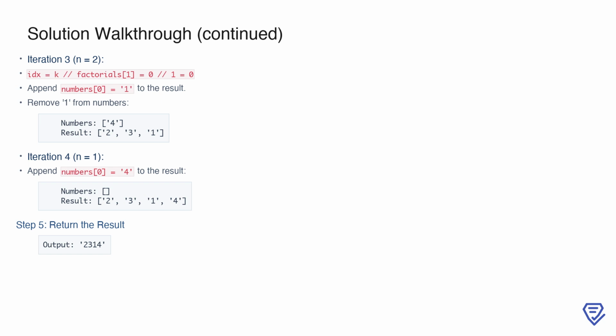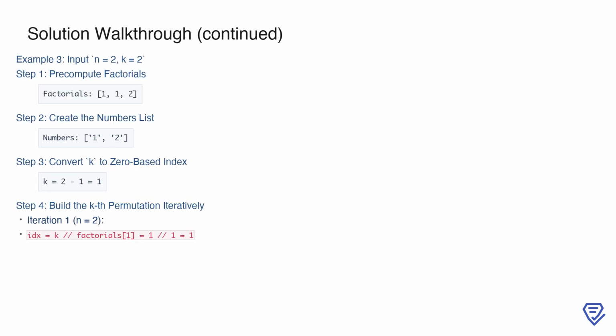Finally, in the fourth iteration, with n equal to 1, there's only one number left in the list, 4. We append 4 to the result and remove it from the list. The numbers list is now empty, and the result list is 2, 3, 1, 4. At this point, we have successfully constructed the KTH permutation for this input.